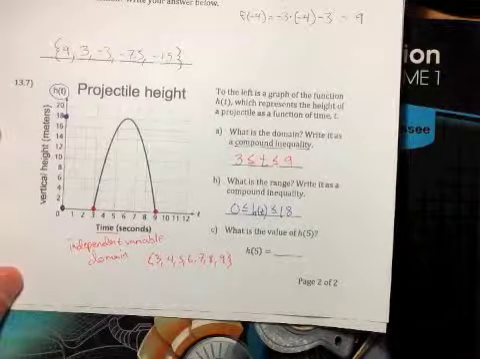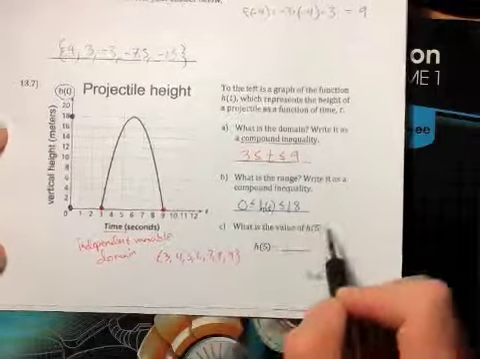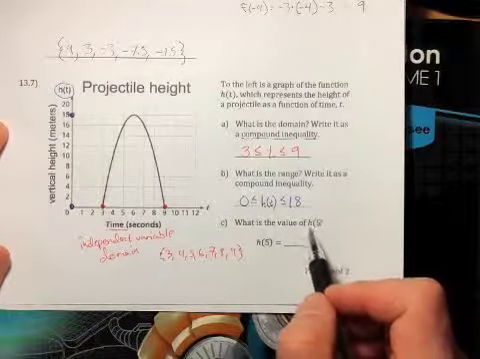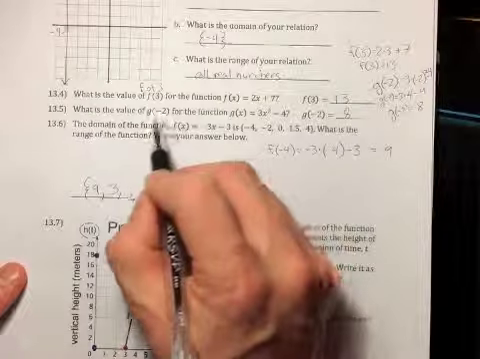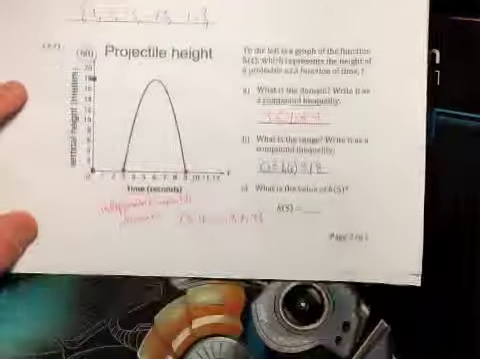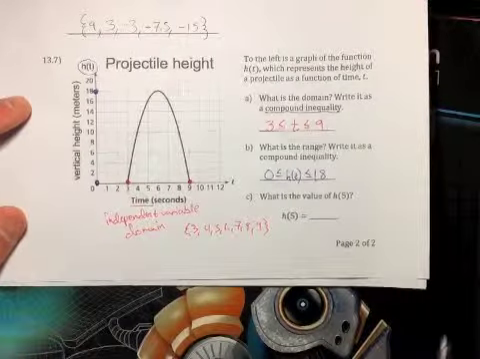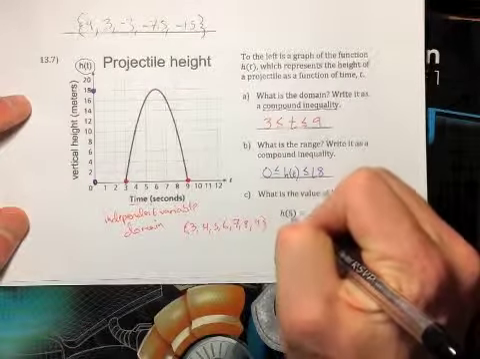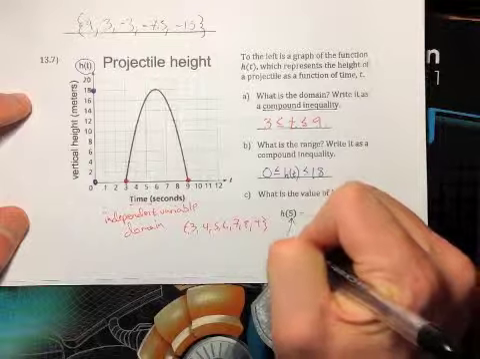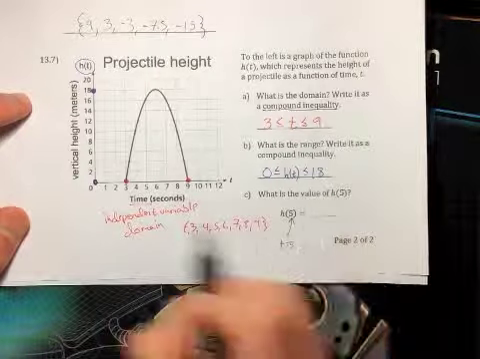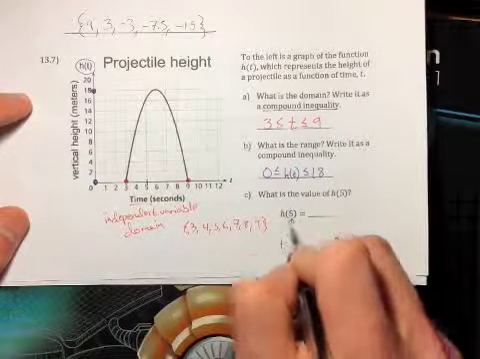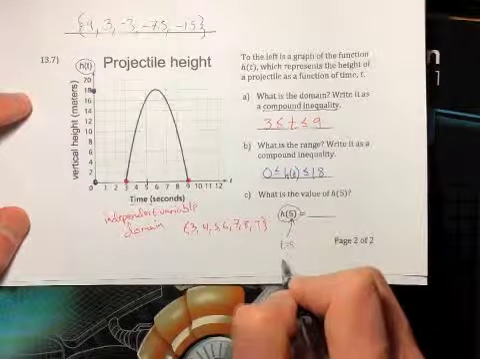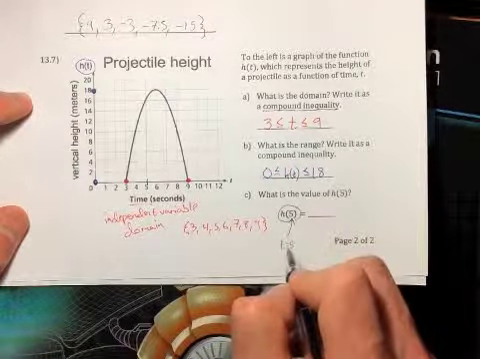Now, this is an interesting question. What is the value of h of 5? Well, what does that even mean? We're not even given a function rule like we were up here. How in the world can we find what h of 5 is? Well, this just means when t is 5, so t equals 5, let's look over here in the graph. When t is 5, what is the value of h? What is the value of h of t?